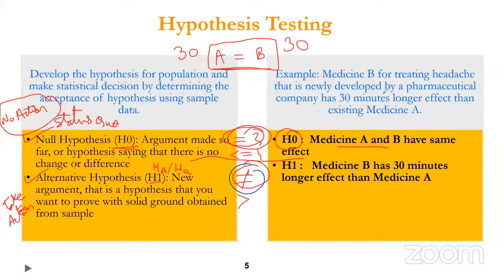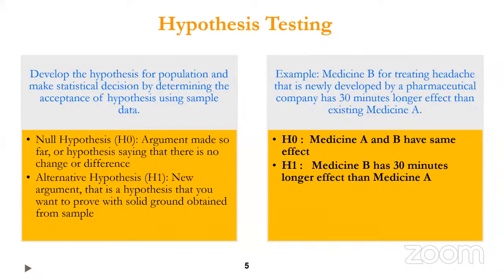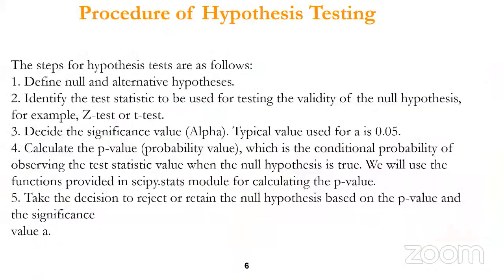Why? Because it says in the problem statement, medicine B has 30 minutes longer effect than existing medicine A. So if this is proven, then only we will be able to choose the best medicine. In that case, we will say that B medicine is better because it has 30 minutes longer effect than medicine A. So this is how you can assume your null hypothesis and alternate hypothesis. We'll try out a few more examples so that the idea will be more clear to you.